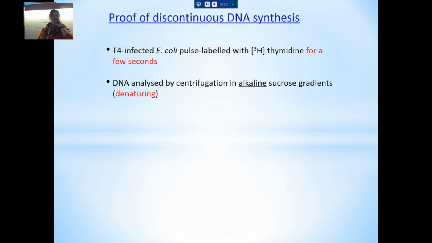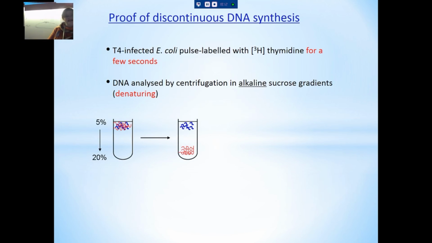Of course, it was proved about these lagging and leading strands. To do that, a bacteriophage, this is a bacterial virus with a double-stranded DNA genome, the T4 virus, the DNA that was being produced within an infected E. coli was pulse-labeled with tritiated thymidine for a few seconds. And then the DNA that was obtained was, through centrifugation, pulled through a gradient that separated small fragments and large fragments.